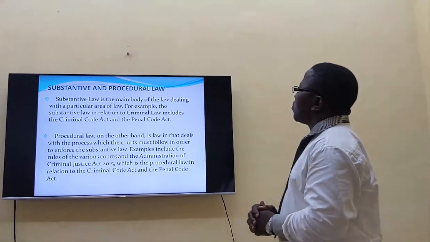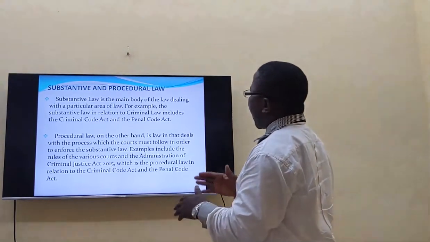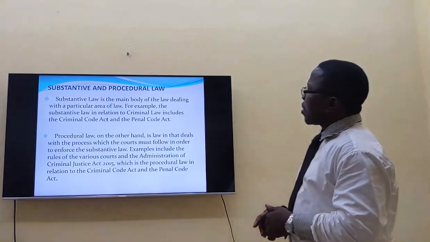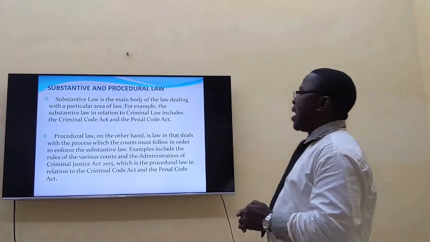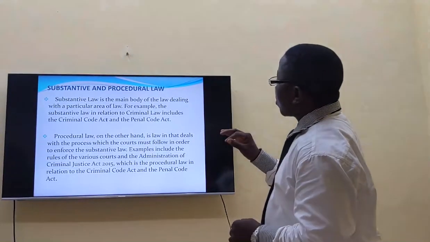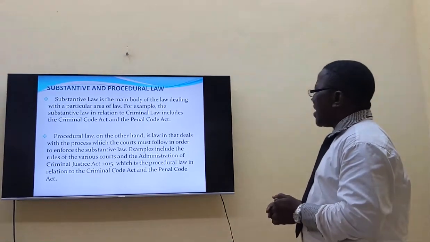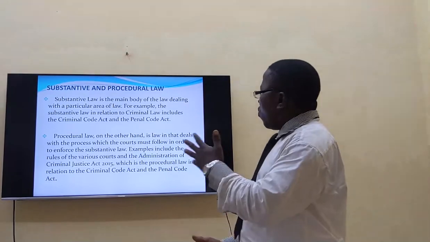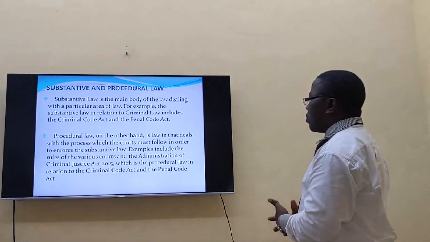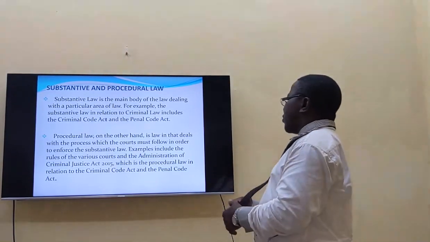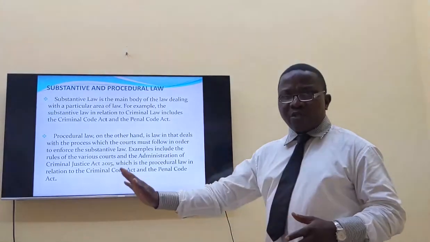We have substantive and procedural law. Substantive law is the main body of law dealing with a particular area of law. For example, the substantive law in relation to criminal law includes criminal acts and penal codes. These are two substantive laws. Procedural law, on the other hand, is the law that deals with the process which the courts must follow in order to enforce substantive law. Examples include the rules of various courts and the Administration of Criminal Justice Act, which stipulates the procedure.